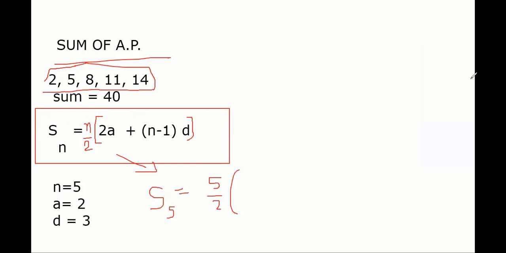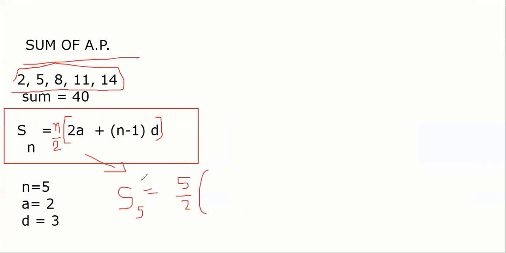So, let me make this bigger. 2a is 2, so 2 into 2 is 4, plus n minus 1, so 5 minus 1 is 4, times d is 3. 4 into 3 is 12, plus 4 is 16, 16 by 2 is 8, 40. You still got 40, right? The sum. We manually also got 40.